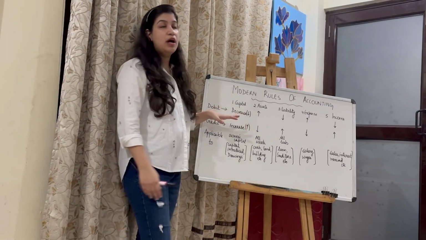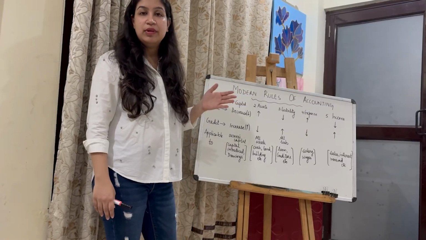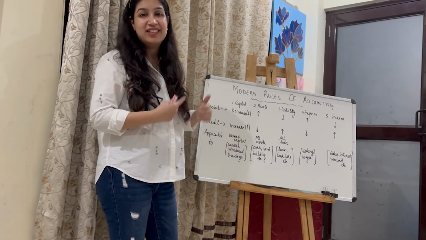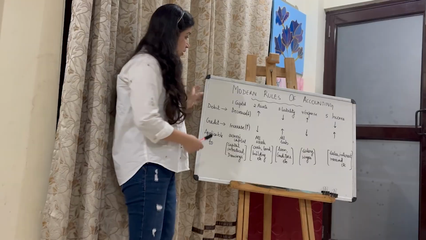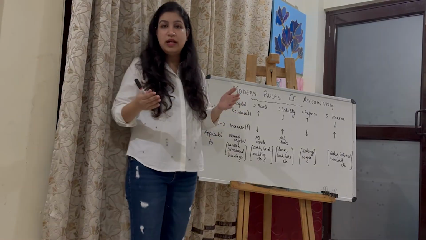So the modern rules of accounting are very simple, only when you remember them, follow each and every rule, and practice them. Okay? So these are the modern rules of accounting. Let's understand it with the help of an illustration.